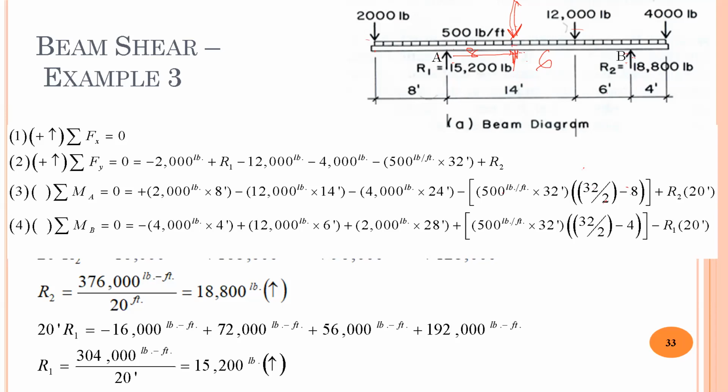That looks like 28. 6, 14, that looks like 28. So it's 2,000 times 28. Right? The 2,000 is coming from all this way. So it's 28 and it is positive, right?